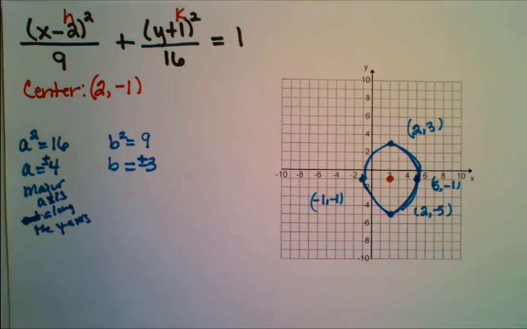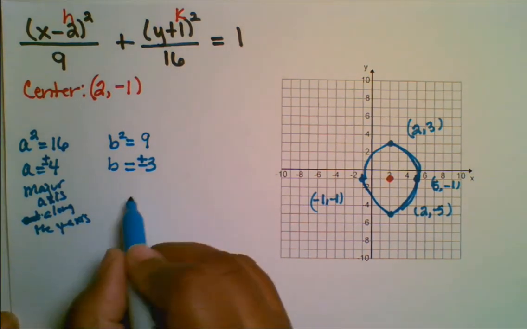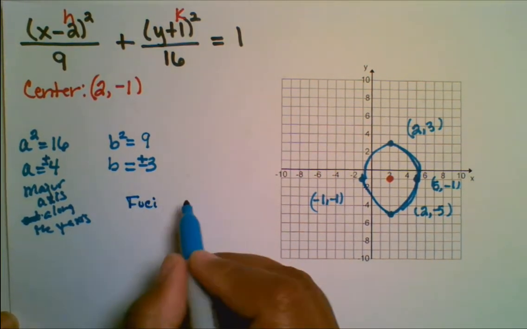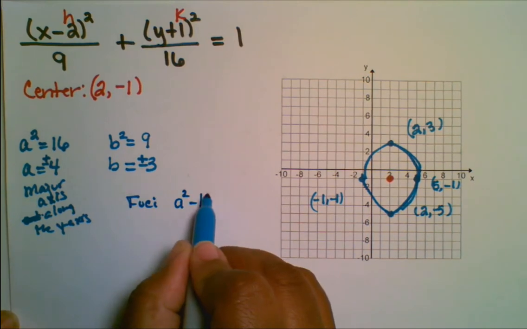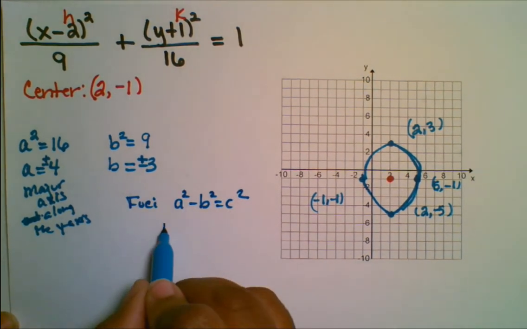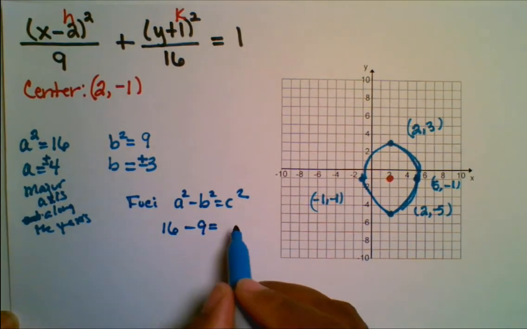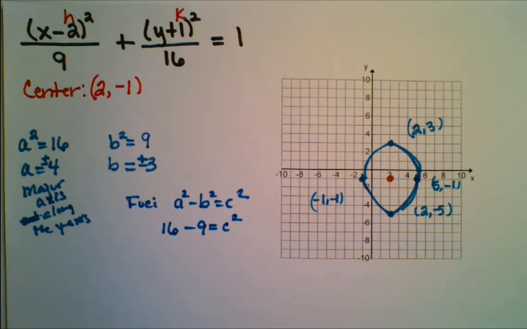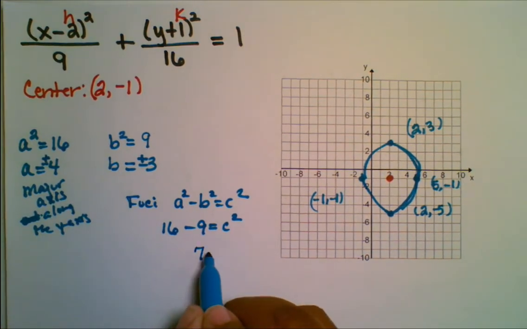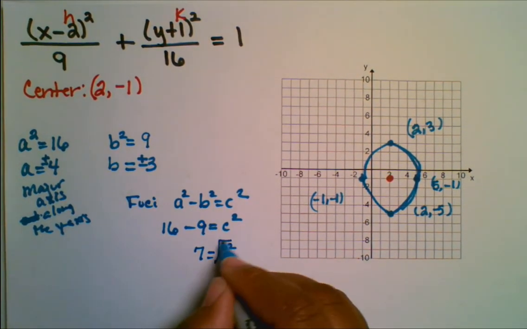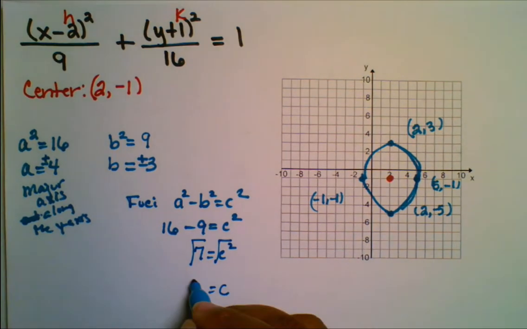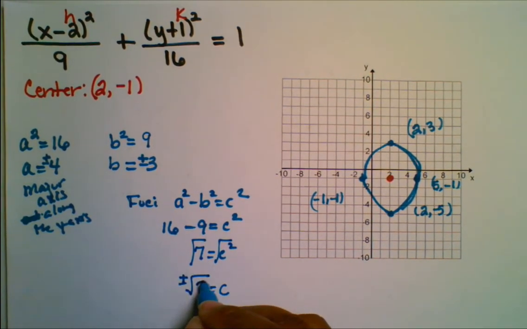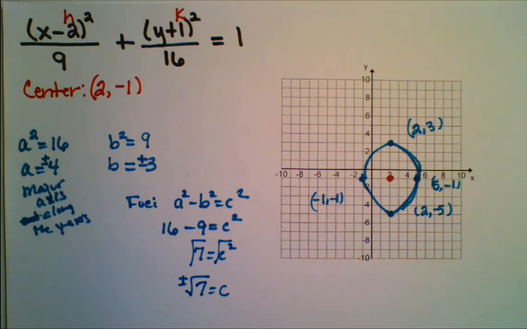Okay, so that is our ellipse. Our foci: a squared minus b squared is equal to c squared. We have 16 minus 9 is equal to c squared. And then 16 minus 9 gives us 7. Take the square root of 7, and we have c is equal to plus or minus the square root of 7. And let's find this approximation.